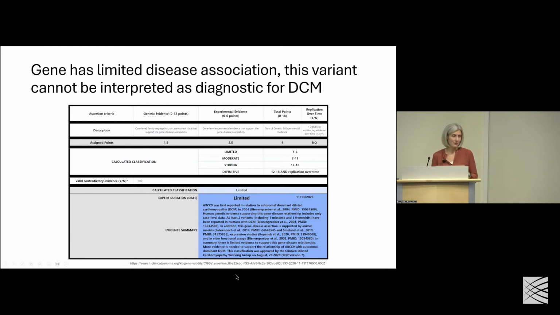This lands us very firmly in the limited domain. So ultimately, even though it looked promising at first, this variant cannot be interpreted as a diagnostic variant for your patient. It doesn't rule it out. Over time, maybe more evidence will emerge for this gene. But given that the first paper was in 2004 and not much has emerged since then, hopes are not high at this point.